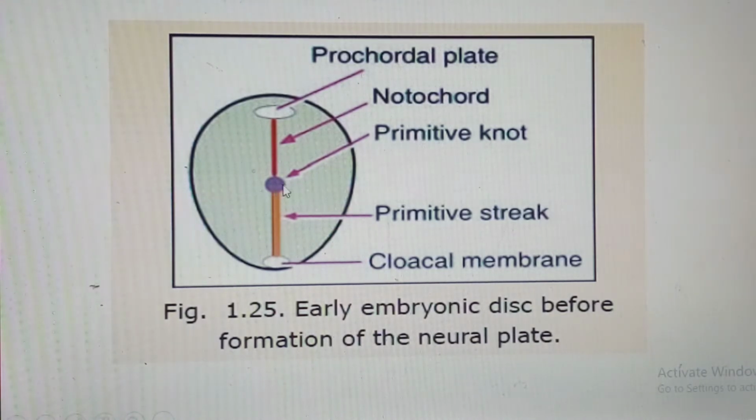Now, emerging from this primitive knot, or the Hensen's node, will be this notochord, forming the axial mesoderm. Because this notochord comes from the primitive knot, and we know the primitive knot is coming from the streak, and the streak is coming from the cells of the epiblast. Therefore, it's ectodermal in origin, and this notochord will be moving in the mesoderm. So that is what we actually see.